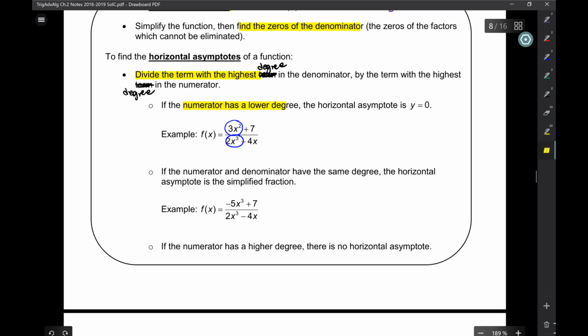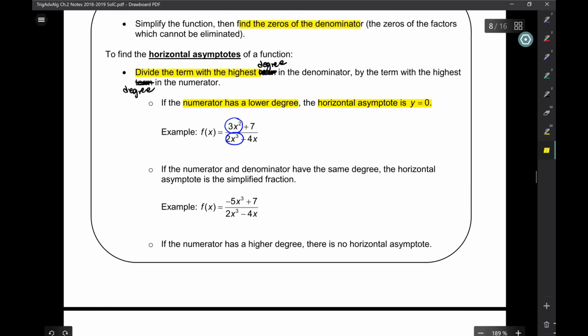Okay, so let's take the three cases. If the numerator has a lower degree, minimal thinking involved, the horizontal asymptote is just y equals 0. That's it. In algebra or intermediate, you should have seen it. I teach it here like you haven't seen it before because we all need a refresher.